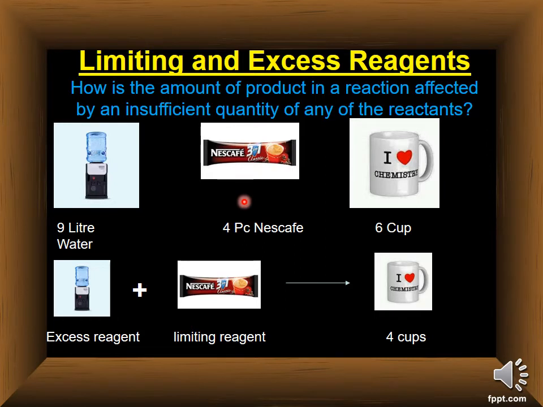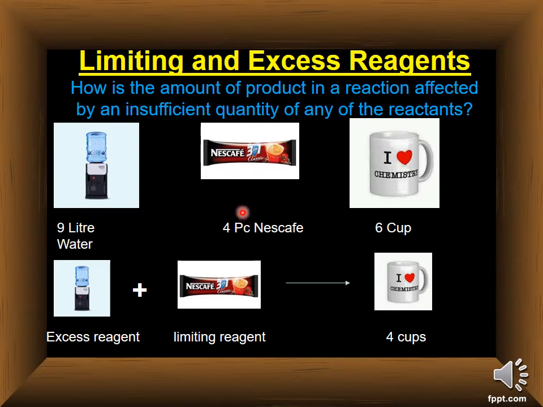This is the indication, and if you understood this example, you understood limiting and excess reactant. Now among these 3 reactants, which one is used up first? Good, Nescafe. So the reactant that is used up first during the reaction, that runs out first, that finishes first, is called the limiting reagent or limiting reactant.